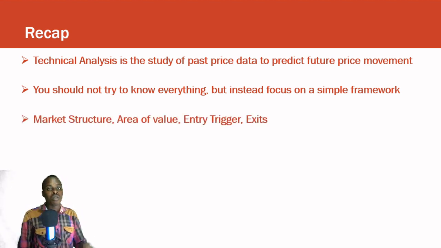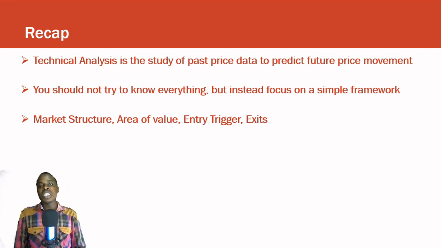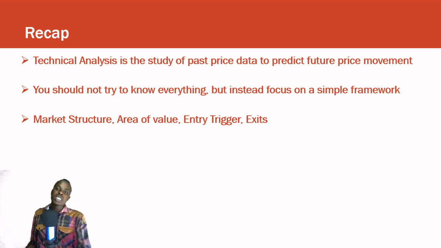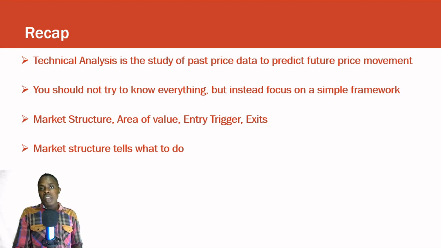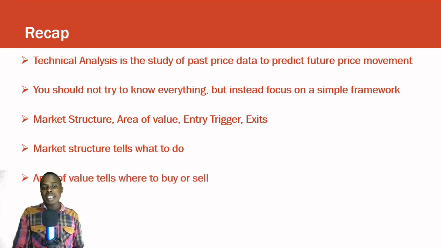And the framework consists of the market structure, which is the direction of the market. It tells you what to do. When you look at the charts, you know what you should be trying to do. So you can say, okay, it's an uptrend, I'm only looking to buy here. The only trades that I'm going to trade here are buy trades. And then area of value also tells you where exactly are the zones where I'm looking to buy. And then entry trigger shows you when exactly to place the trade. And then for the exits, you want to know how you are going to exit. If you enter a trade, you need to know how you are going to exit.